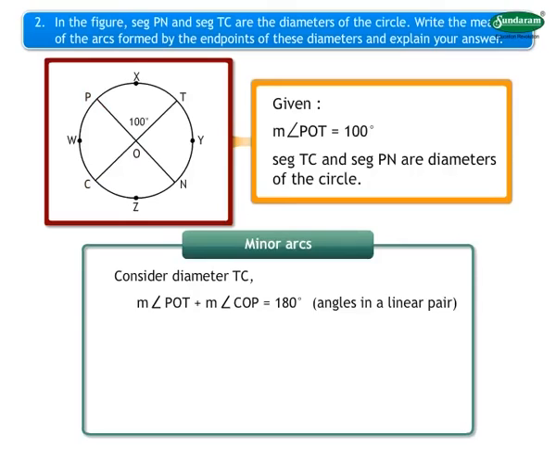As it is already given that the measure of angle POT is equal to 100 degrees, we shall substitute it in our equation. Therefore, 100 plus the measure of angle COP is equal to 180 degrees. Hence, the measure of angle COP is equal to 180 degrees minus 100 degrees, which equals 80 degrees.